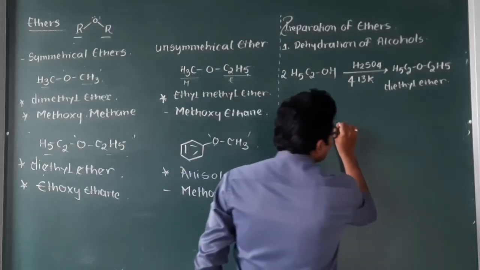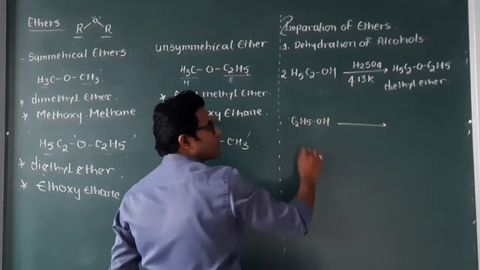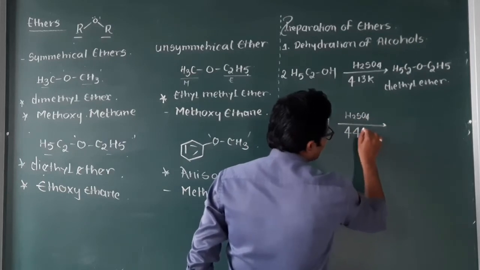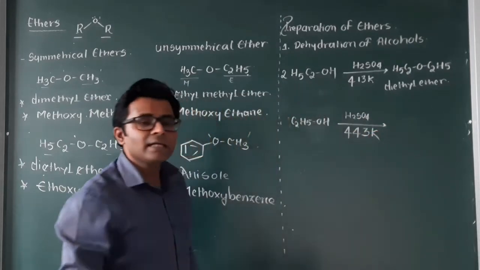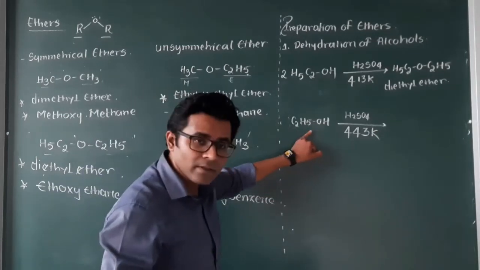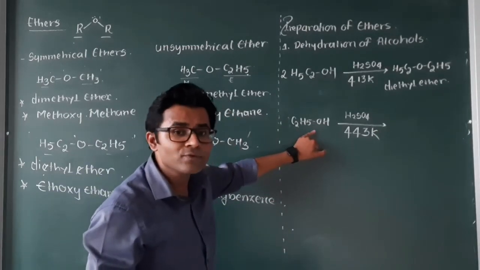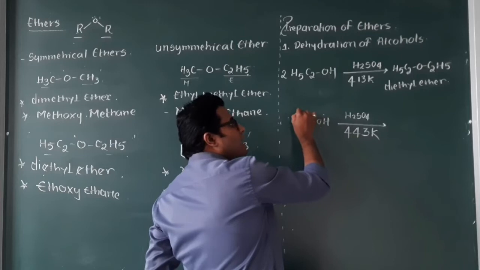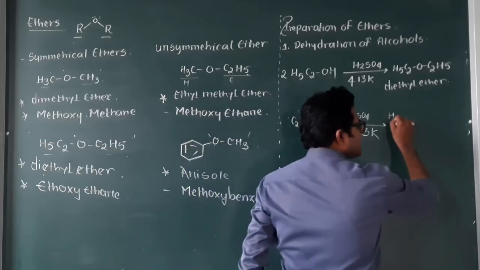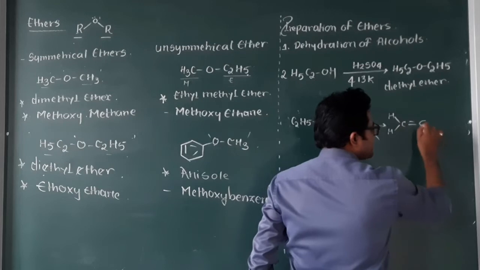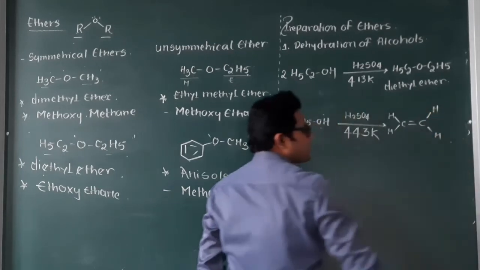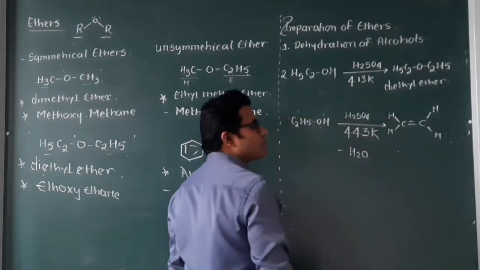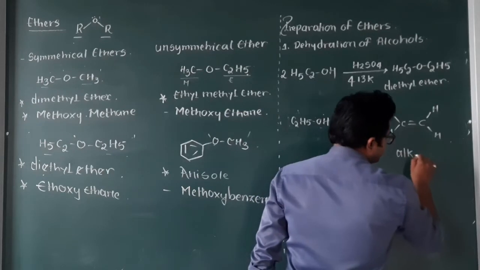Now, for the same alcohol, if I react C2H5OH with concentrated H2SO4, provided the temperature is 443 Kelvin, at this temperature what is going to happen is that this alcohol loses water. How does it lose its water? This OH takes hydrogen from one of the carbons, leading to the formation of a C=C double bond, along with elimination of a water molecule. So it will yield an alkene.